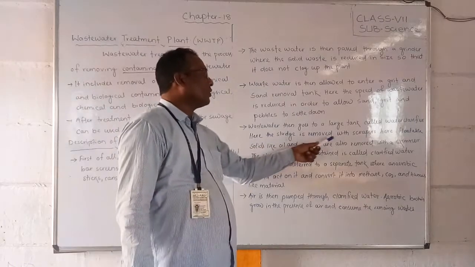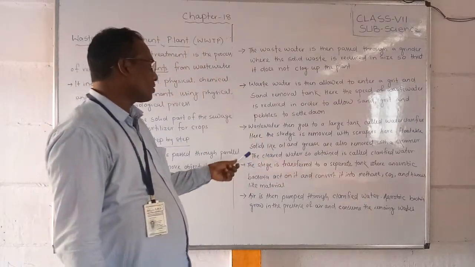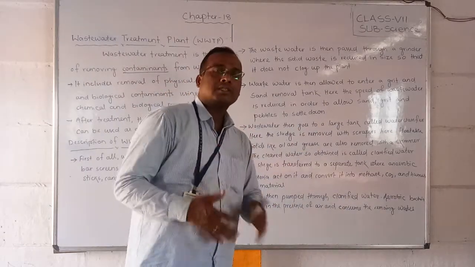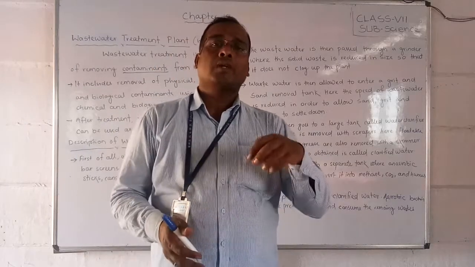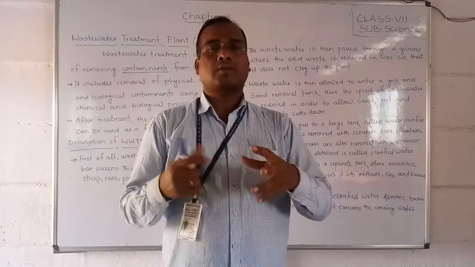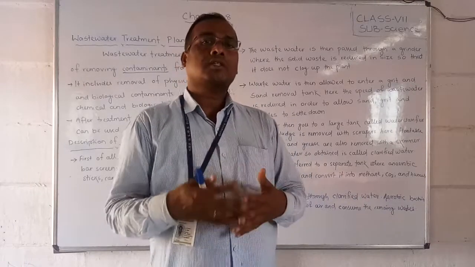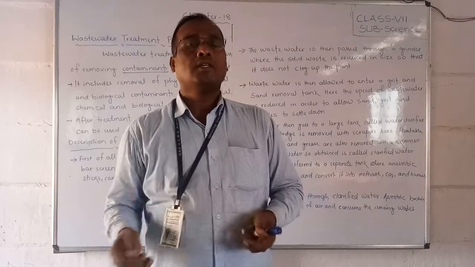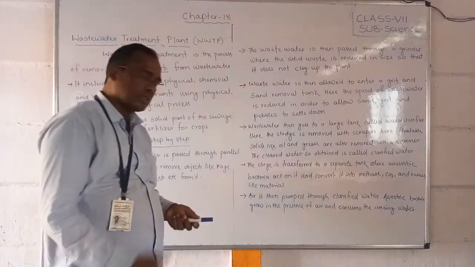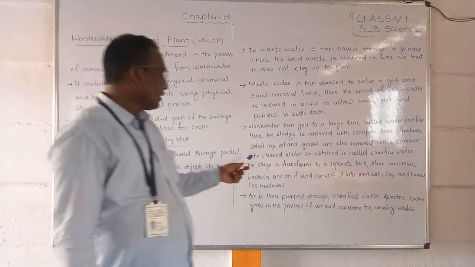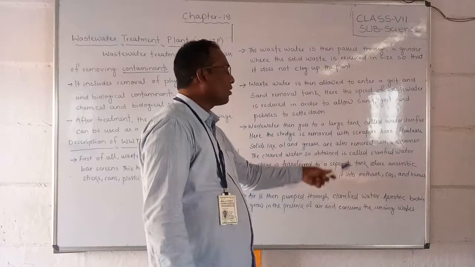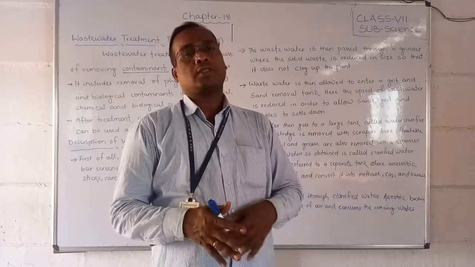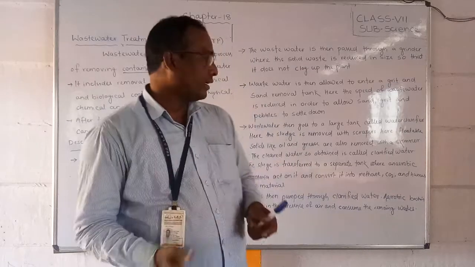Here the sludge is removed with scrapers, and floating oils and grease are also removed by the skimmer. Oils, fats, and other contaminants are mixing with the water. Finally, they collect and remove the grease and oil with the skimmer, and then what remains becomes clear water. This is called clarified water.